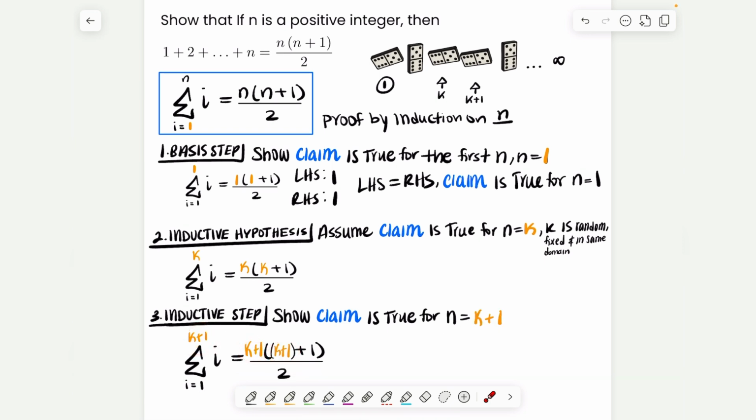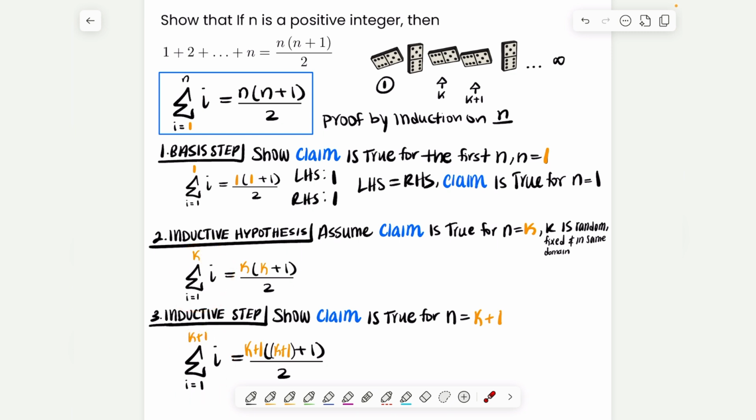And now your goal is to always use the inductive hypothesis. If you don't use the inductive hypothesis, then that means you didn't do induction, or that you could have done another proof. So your inductive hypothesis says that this specifically is equal to this. And here you have something similar. The only problem is that here you have a plus 1, here you don't.